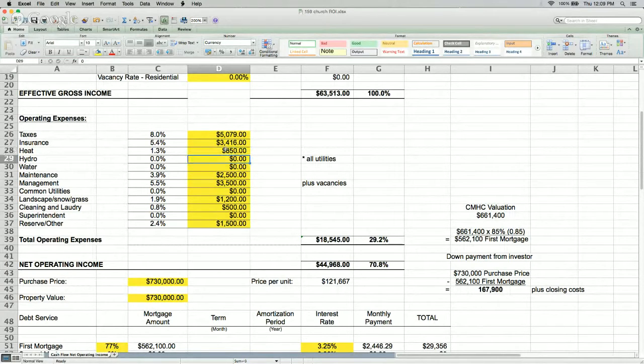So utilities here: heat, hydro, and water. It was mentioned in the listing that the tenants pay all the utilities. This particular building has separate meters for each unit and separate meters for gas and for water. The heat cost here that the landlord has to pay is the cost to heat the common area, the hallways. There's a separate meter that measures the heat it takes to keep the hallways at a decent temperature. So $850 for the year is all you're paying for utilities on this specific building.